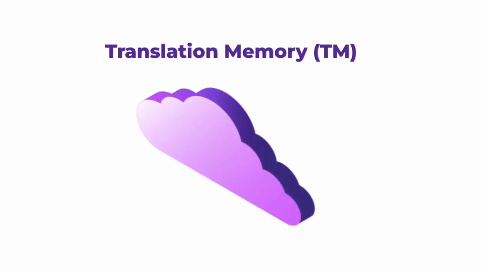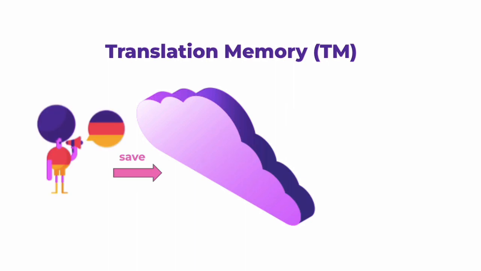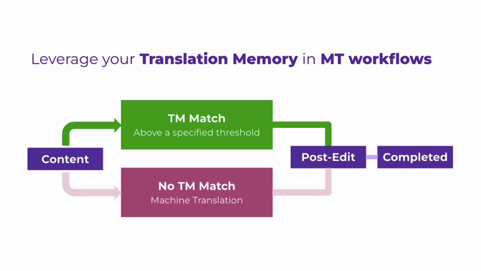As one of your most important linguistic assets, your translation memory stores the translations saved by linguists so they can easily be reused. To help achieve a higher level of consistency with previous translations, Smartling allows you to leverage your translation memory also for machine translation workflows.